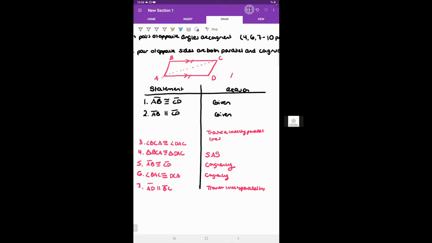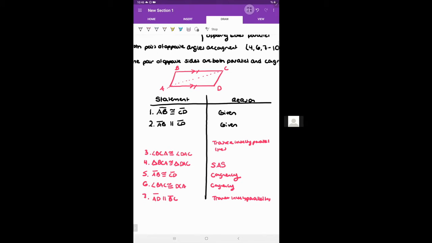Sorry, just to restart this proof. So AB is congruent to CD is given, and AB is parallel to CD is given. So then we can get that angle BCA is congruent to angle DAC because we consider AC to be a transversal intersecting the parallel lines BC and AD. Then we get that triangle BCA is congruent to triangle DAC by side angle side. And from that, we get that side AB is congruent to CD. And furthermore, angle BAC is congruent to angle DCA.